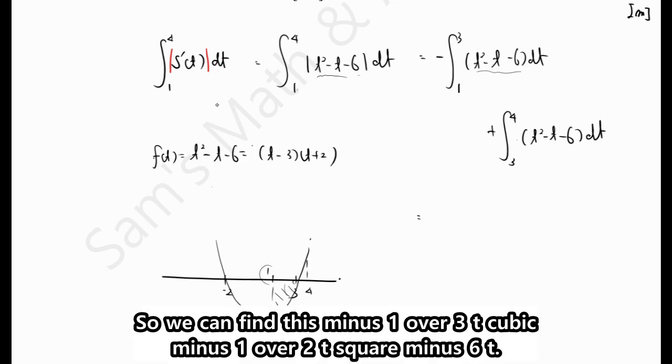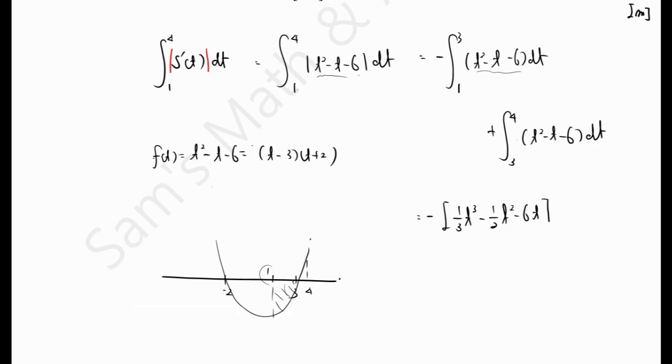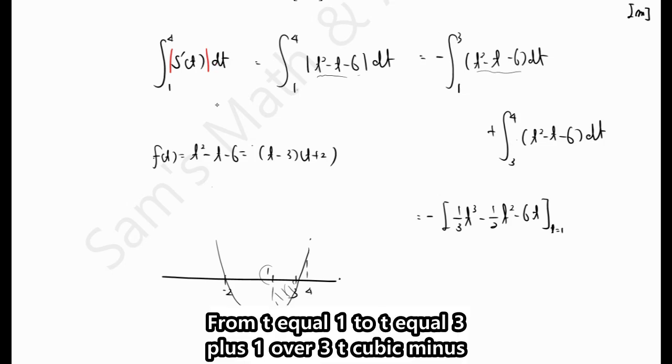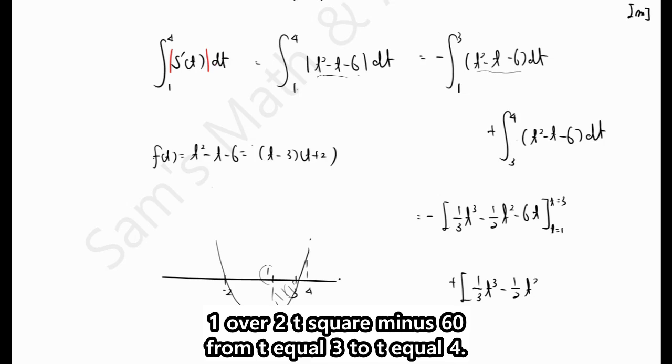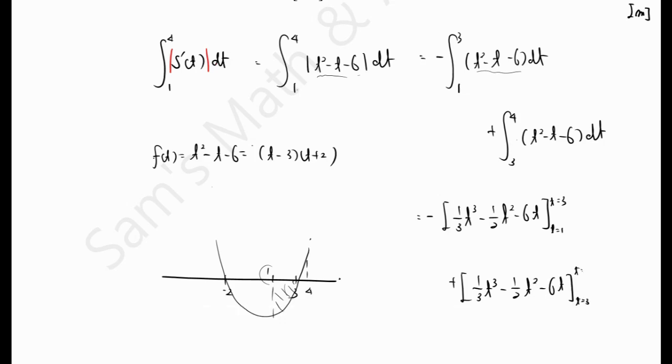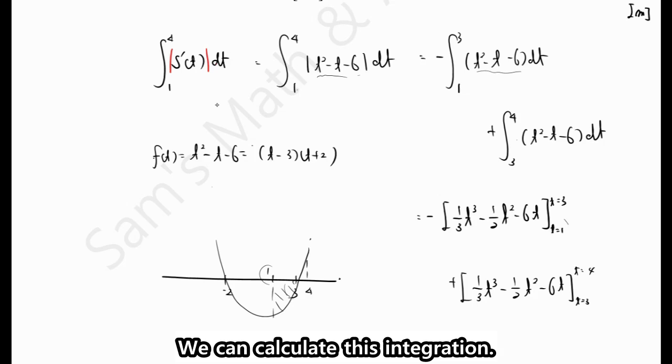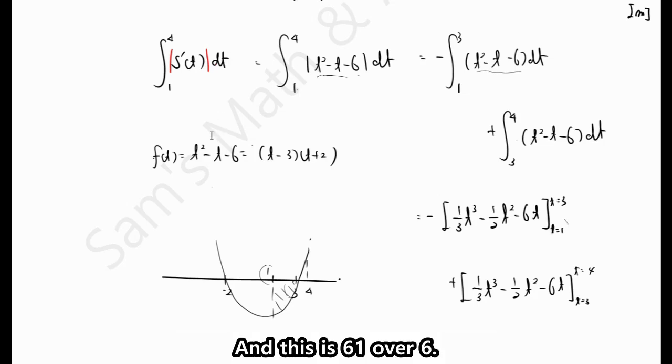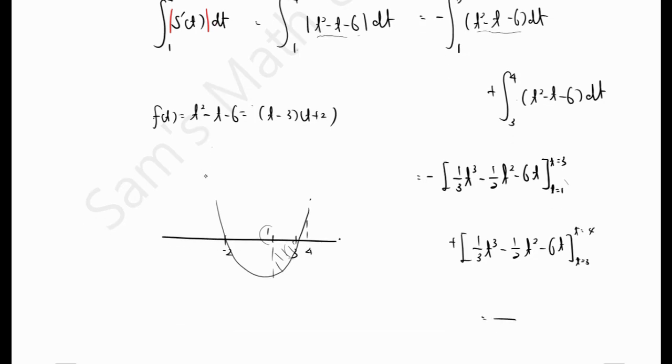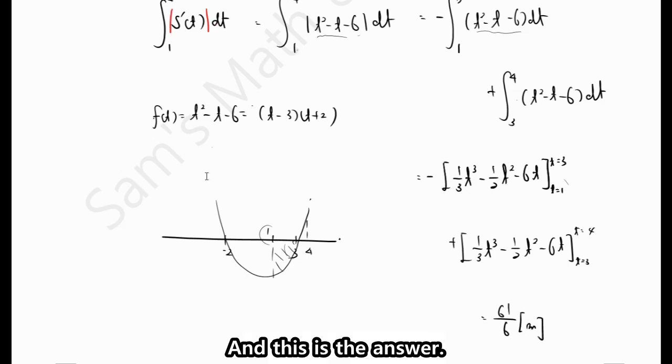So we can find this: minus 1 over 3 t cubed minus 1 over 2 t squared minus 6t from t equal 1 to t equal 3, plus 1 over 3 t cubed minus 1 over 2 t squared minus 6t from t equal 3 to t equal 4. We can calculate this integration, and this is 61 over 6. This is the answer.